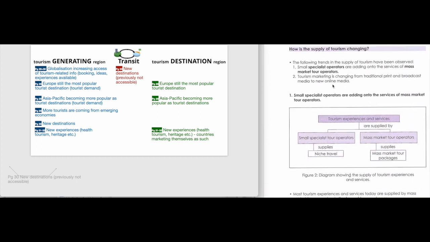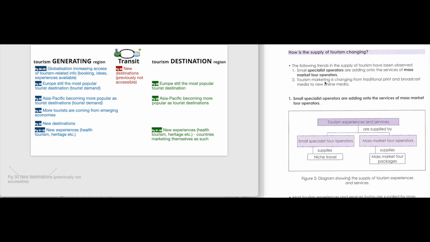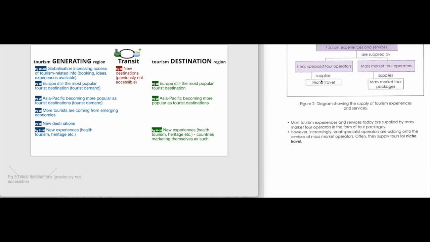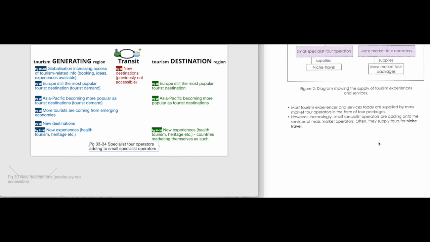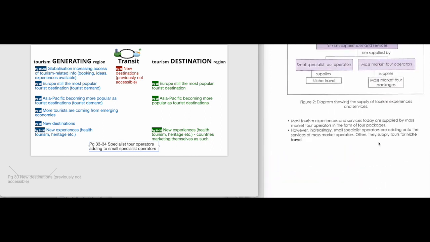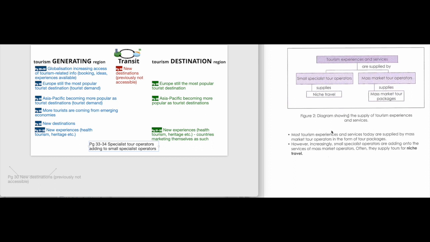All right, let's look at the supply factors. Under supply factors, you have mentions of tourist destinations providing more specialized tours and adding on specialized operators. So instead of just mass market, you have the specialized and smaller operators as well. Is this something that is caused by changes in TGR, transit, or TDR?